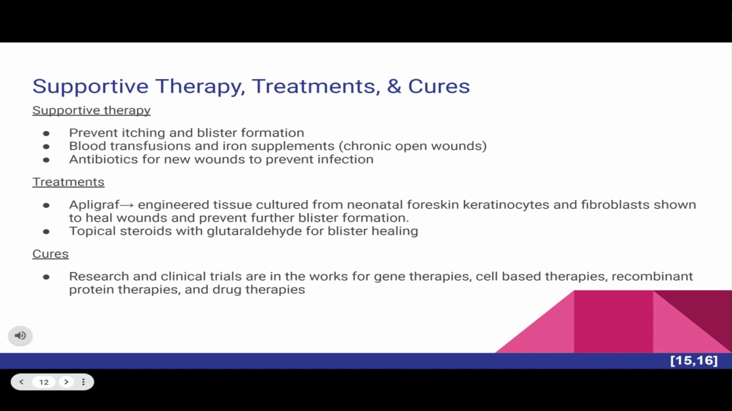Currently, there are no cures. However, research and clinical trials are in the works for gene therapies, cell-based therapies, recombinant protein therapies, and drug therapies. Some examples of gene therapies are gene replacement, gene editing, RNA-based therapy, and natural gene therapy. Examples of cell-based therapies are fibroblasts, bone marrow transplantation, mesenchymal stromal cells, and induced pluripotent stem cells.